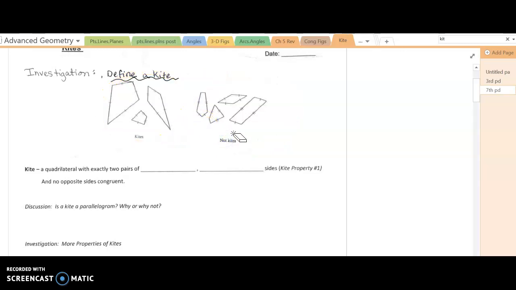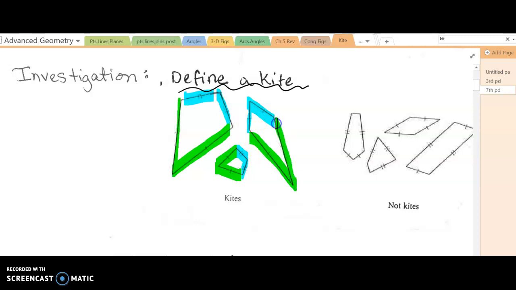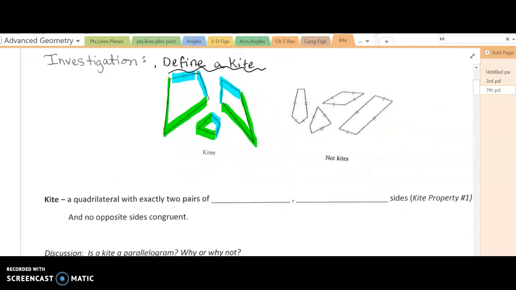And what I hope that you're noticing is that the kites have two sides with an equal amount of tick marks. Now notice how the sides are located. They are not across from each other. They're not opposite. So a kite has no opposite sides congruent, but it does have two pairs of adjacent congruent sides. Two sides next to each other. And that is kite property number 1.